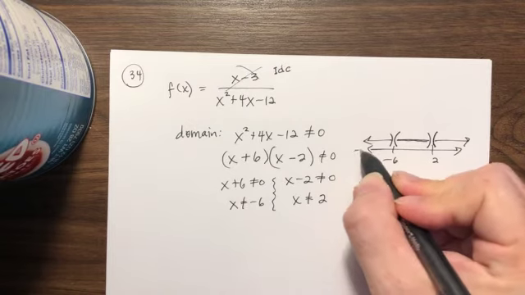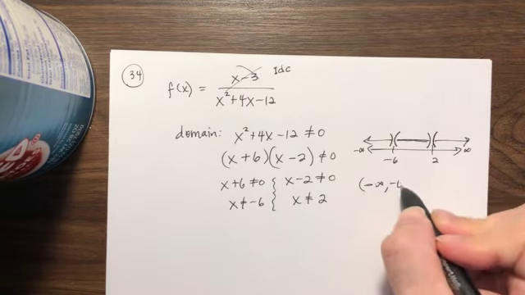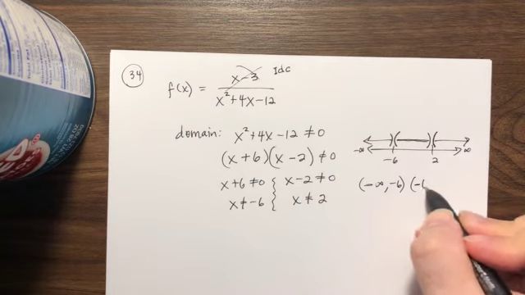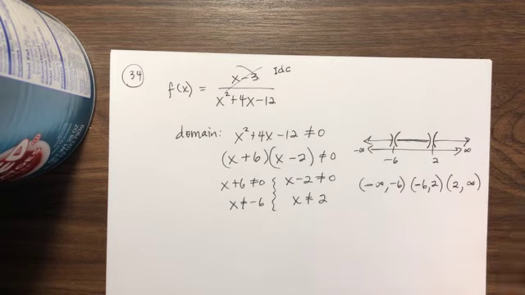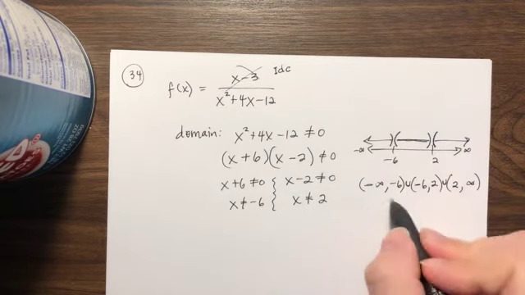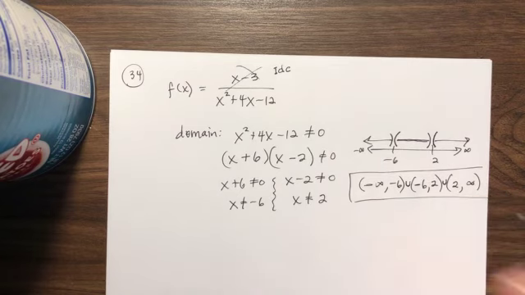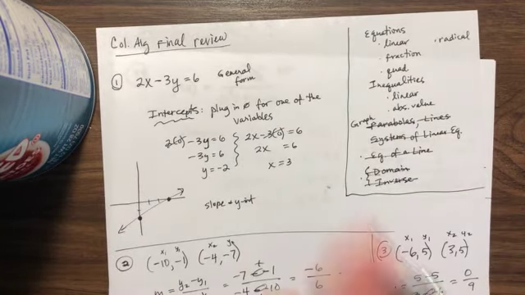So, this is -infinity, this is +infinity. So I'm going to write -infinity to -6. And I'm going to write -6 to 2. And then I'm going to write 2 to +infinity, like so. All parentheses, and then we're going to connect them with little u's, just to say, hey, there's a little space there. All right, that's how we find the domain with this type of problem. So, domain and inverse, done.